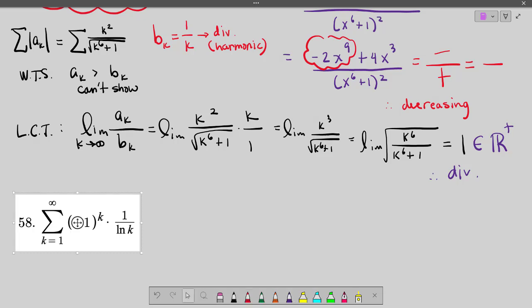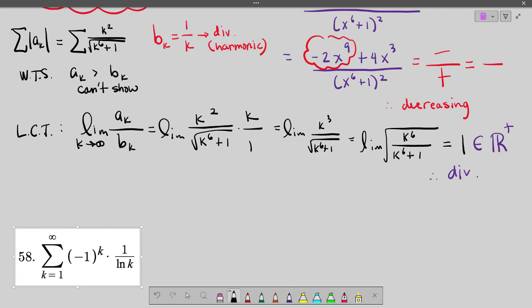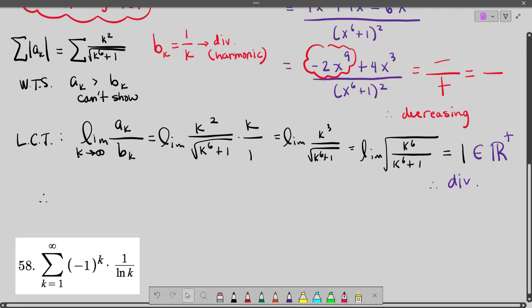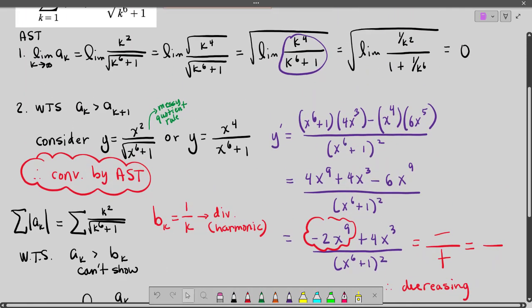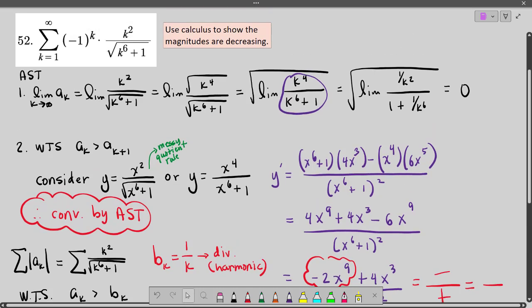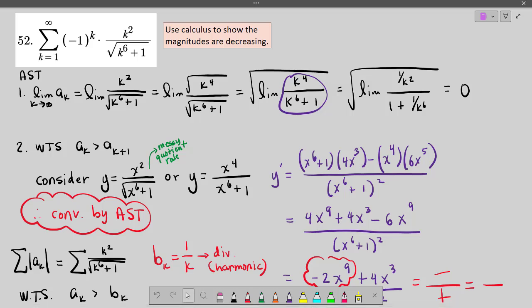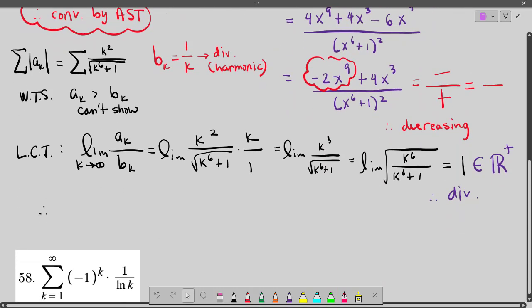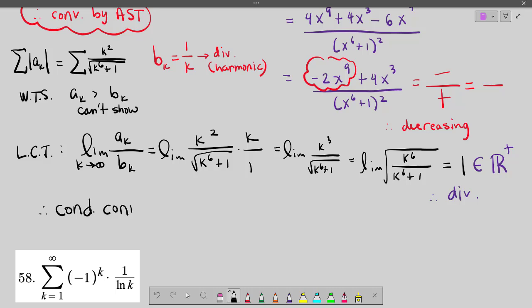So the big therefore, what is our final conclusion? Therefore, the original series, which was alternating, and we showed that it converged by AST, so we're classifying that convergence as conditional convergence. Yeah, that was a long one. So conditional convergence: the original series does converge, but it converges conditionally because if we take away all the minuses, we get divergence.